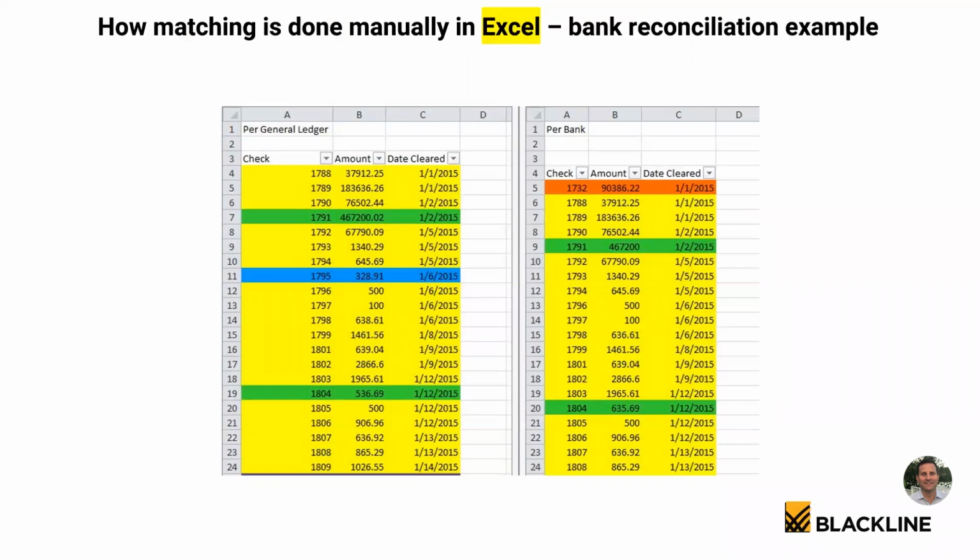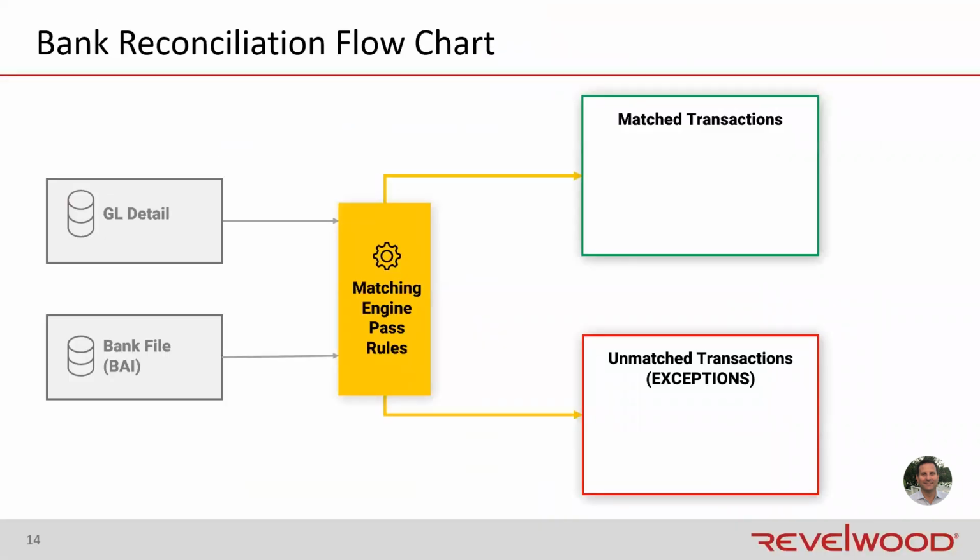So I got check number 1791 for $467,000 on my bank statement. Let me go find it on my general ledger. When I find it, I either cross it off or I change it to a color. Now, this is how it's done in BlackLine.